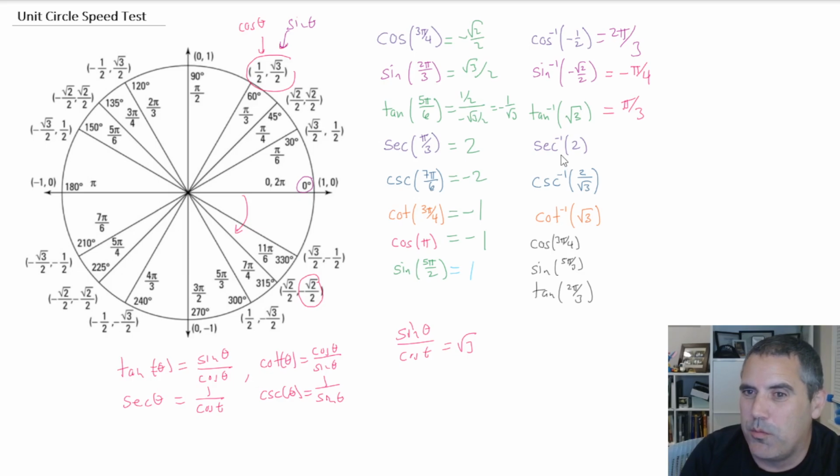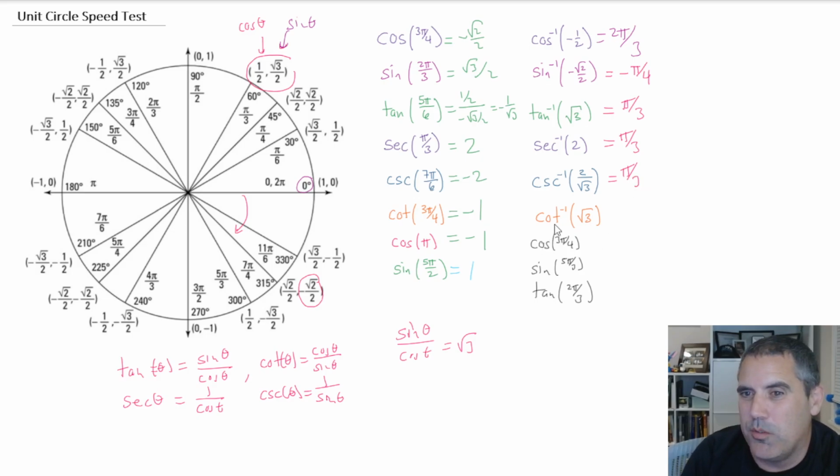How is it possible for secant to be 2? Well, that would require cosine to be a half. When is cosine a half? It's right there. I didn't realize I gave several that were pi over 3 in a row. How is it possible that cosecant could be 2 over root 3? Well, that would mean sine would have to be square root of 3 over 2. Sine is square root of 3 over 2 there, so this is pi over 3.